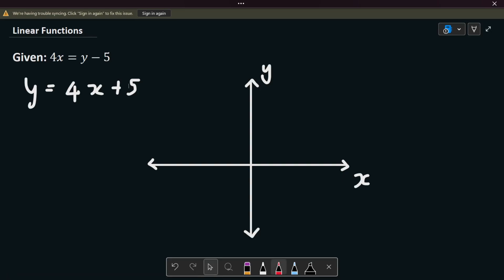Now we need to start plotting this. And remember, the first thing I told you to look at is first the y-intercept, because then we know what exactly we need to plot down. So the y-intercept is positive 5. Now where is positive 5 on the y-axis? Let's just assume it's somewhere over here, right? So maybe here. So we're going to say that positive 5 lies over here.